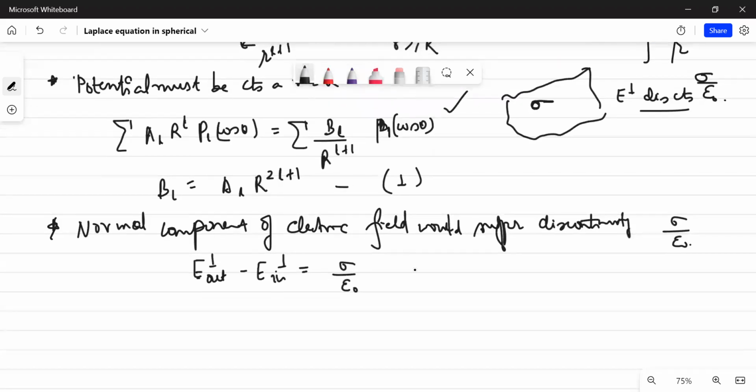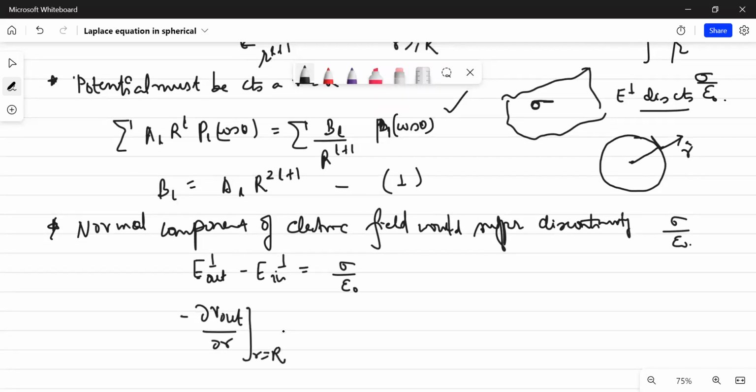instead of writing E perpendicular outside, what is the normal component to the sphere? It is the radial component. So if you see, this is the tangent, and this radial component is always perpendicular to the surface of the sphere. So instead of writing this, I will write minus dV out upon dr at r equals capital R. You can write plus here, minus minus again plus, so it will be dV in divided by dr at r equals R minus this will be sigma upon epsilon.